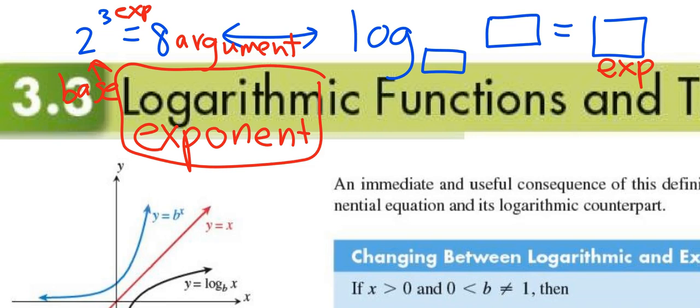So if you're changing this 2 to the third equals 8 over into its log form, what exponent did you see there? 3. Okay, what's the base? Where does the base go in a logarithm? Isn't that the little subscript thing that gets written right there at a lower level? That only leaves you with one place to put the argument. So I'm hoping that you know it goes there. So log base 2 of 8 equals 3. That is the same exact statement as the one on the left, just written in a different form.